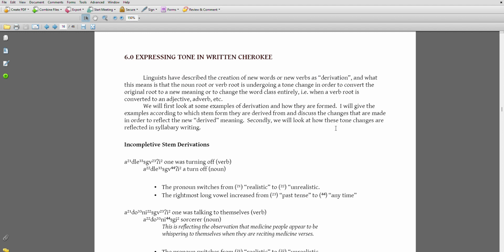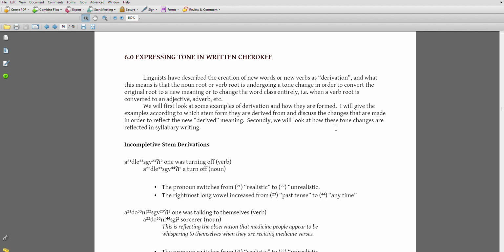Expressing tone in written Cherokee. Linguists have described the creation of new words or new verbs as derivation. What this means is that the noun root or verb root is undergoing a tone change in order to convert the original root to a new meaning or to change the word class entirely. So, for example, when a verb root is converted to an adjective, adverb, etc.